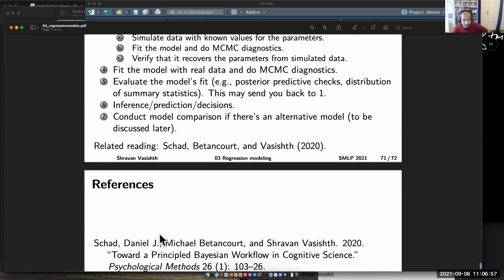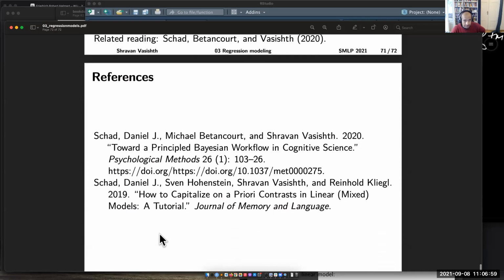So that's it. That's all I wanted to present to you. There's one paper that you should read at some point later on, not right now. It's about how to develop a Bayesian workflow for this kind of research, with all the prior predictive and posterior predictive checks. And if you're fitting complex models with different kinds of contrast coding, you should read this article on how to specify the contrast coding. This is the important stuff for this lecture.